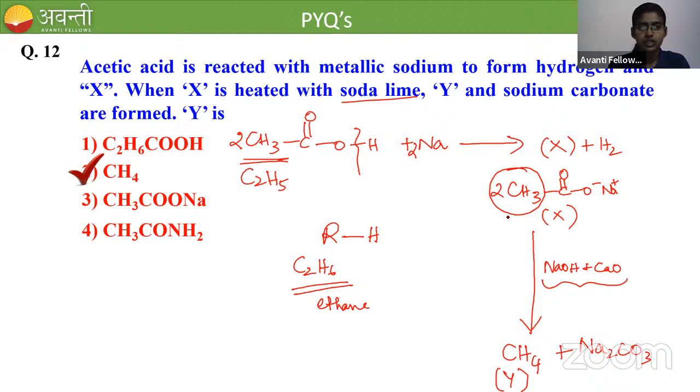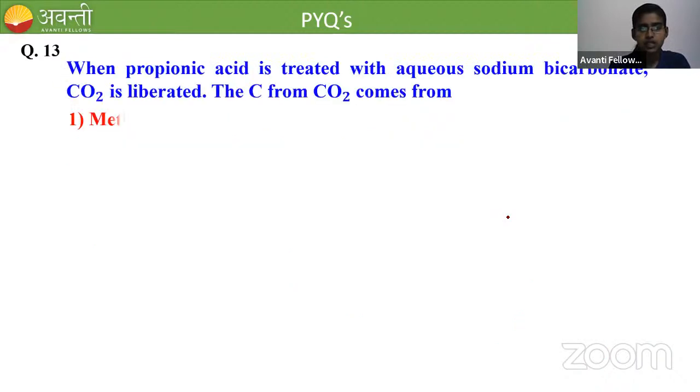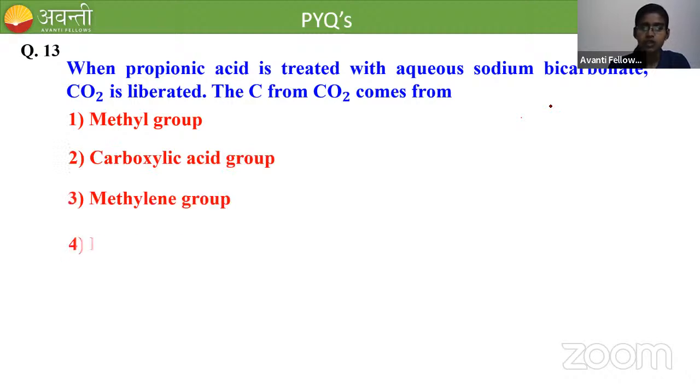So shall I move on to the next question? Question number 13. Shall we go for question number 13? Yes. So question number 13 states that when propionic acid is treated with aqueous sodium bicarbonate, carbon dioxide is liberated. Where does the carbon in the carbon dioxide come from? Is it from the methyl group, carboxylic acid group, methylene group, or bicarbonate?